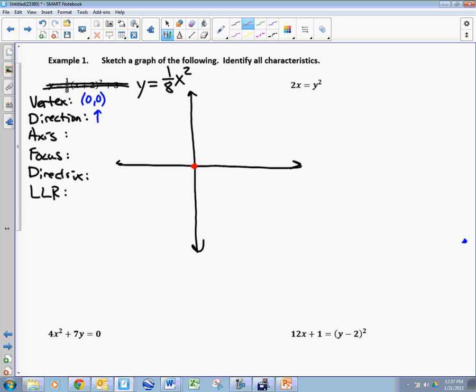The axis of symmetry: if this parabola goes up, what kind of line is going to split it in half, a vertical line or a horizontal line? Vertical line. So the axis of symmetry is going to go right down the middle, right through the vertex. What is the equation for that axis of symmetry? X equals 0.